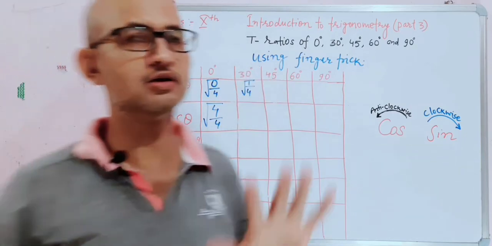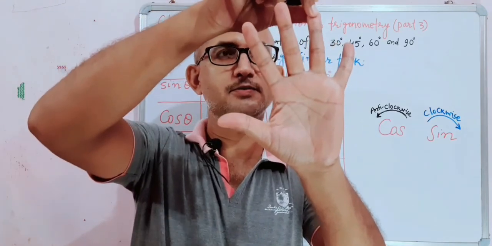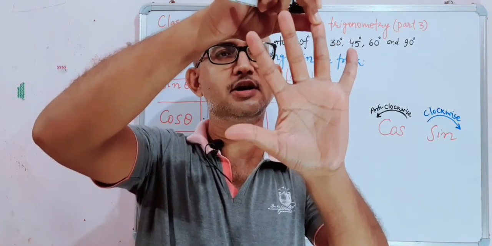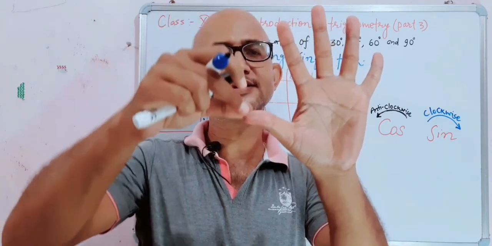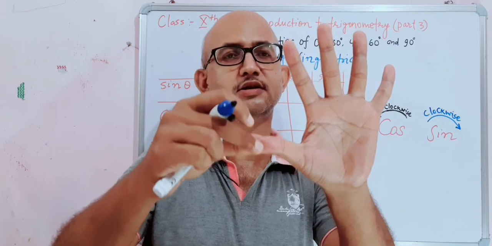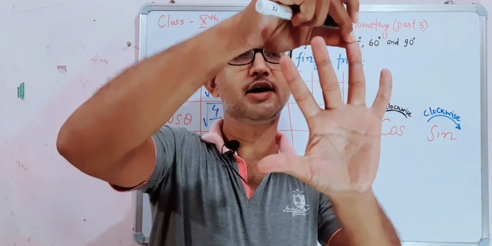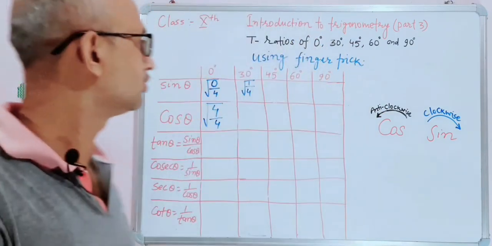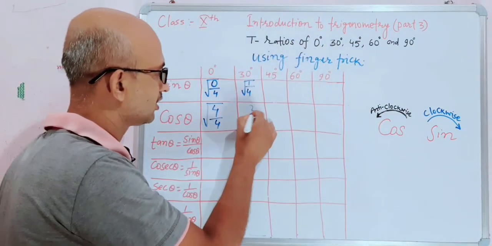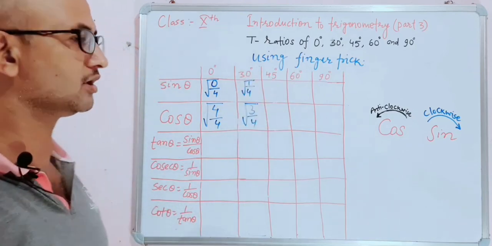Now to find value of cos 30 degree, hold this finger 30 degree and count the number of fingers in its anti-clockwise direction. Since there are 3 fingers in the anti-clockwise direction of this 30 degree finger, so we take here 3 and divide it by 4 and put a square root over it.